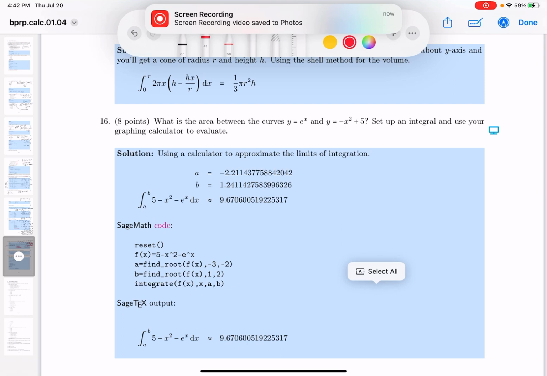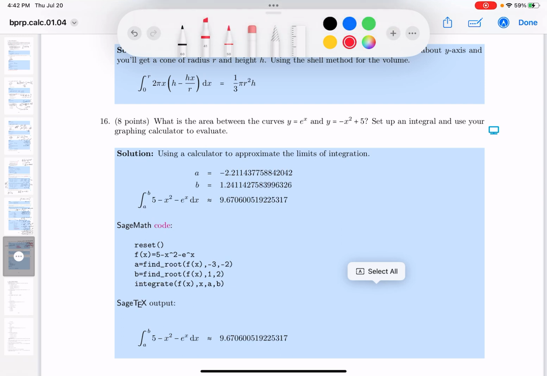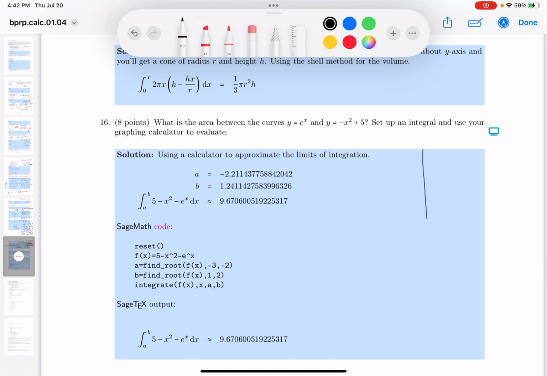Okay, number 16 says, find the area between the curves. And just kind of do somewhat of a visualization of the problem, and we'll talk about why it's so problematic. That's e to the x, relatively simple. And minus x squared plus 5 is a parabola that opens downward like this over here.